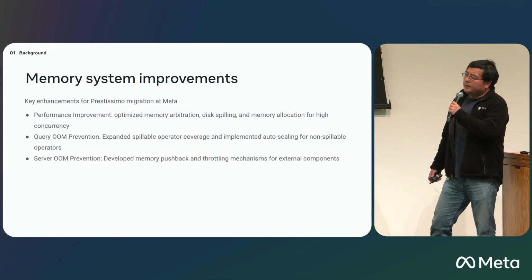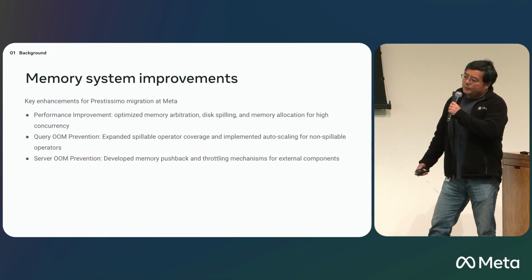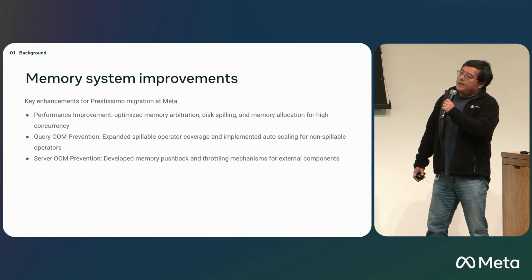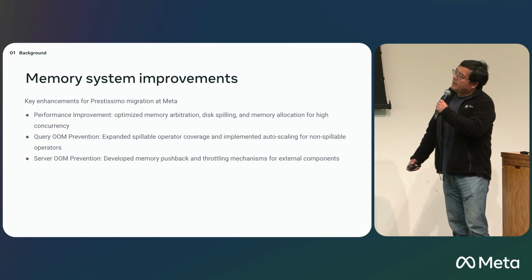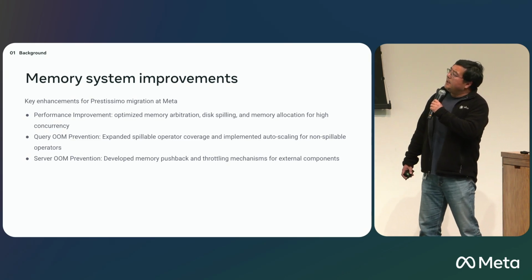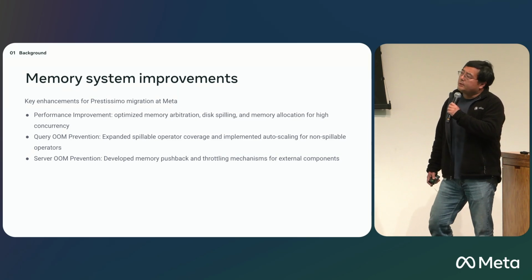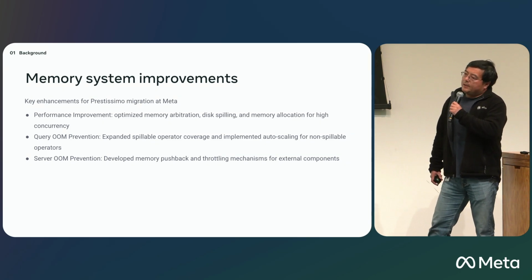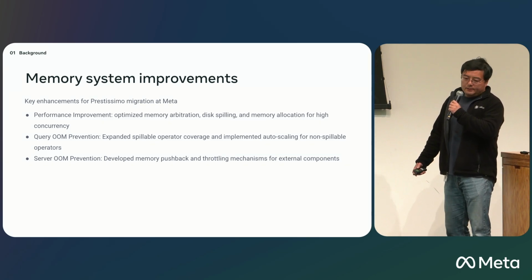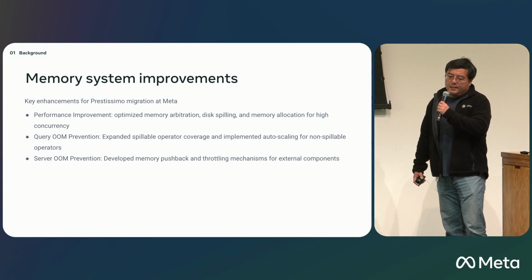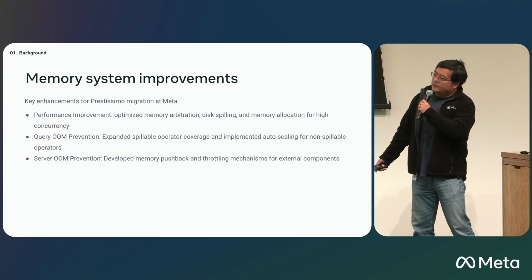So starting early last year, we were able to run the majority of Presto batch queries in Prestissimo and see a very good reduction in CPU time. But unfortunately, we see the query wall time is much worse compared with Presto Java. Through analysis, we found one of the main causes of slowness is slow memory arbitration. Then we heavily optimized the memory arbitration and the disk spilling to fix the problem.